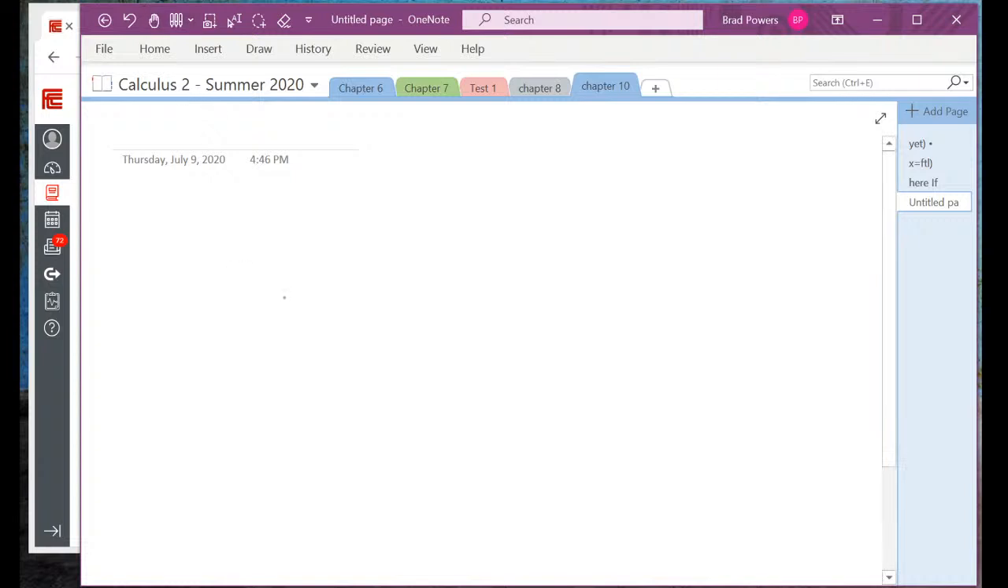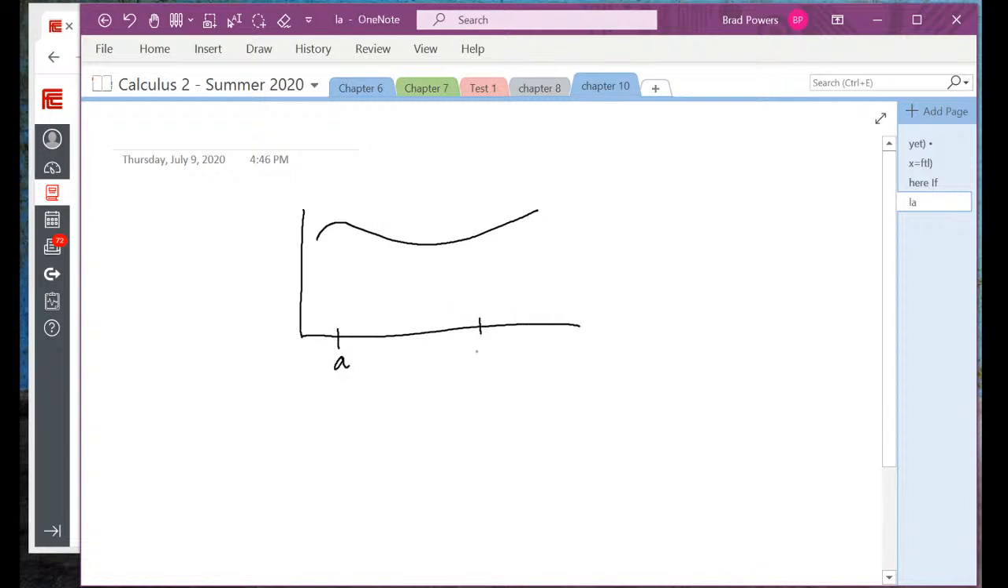So, let me see, how long have we been? Oh my goodness, 25 minutes. This one's a little bit longer. Well, let's talk about area. Hey, we're getting the area under a curve from A to B of y equals f of x. This is what we normally do.